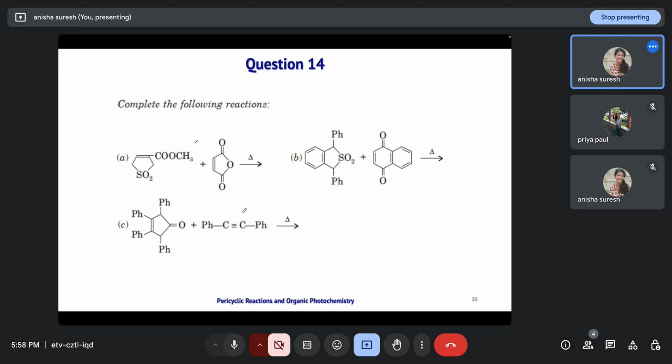Able to do. Yes, first and second I got: first chelotropic, then Diels-Alder. Similarly, only with the third case also. In the third case, carbon monoxide will get released. Carbon monoxide is getting removed.